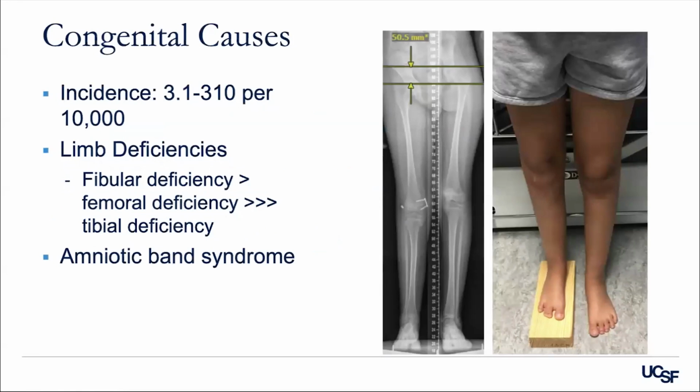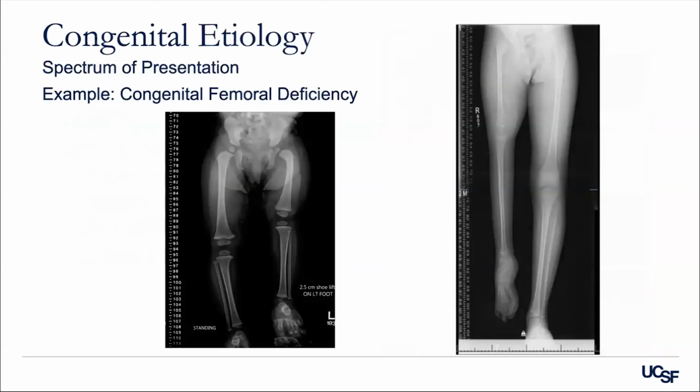So the incidence of congenital causes of limb differences has a wide range depending on the etiology. It can be anywhere from 3 to 300 per 10,000. Most of these are limb deficiencies, with the most common being fibular hemimelia or fibular deficiency, next common femoral deficiency, and then much less common tibial hemimelia or tibial deficiency. Amniotic band syndrome also falls into this category.